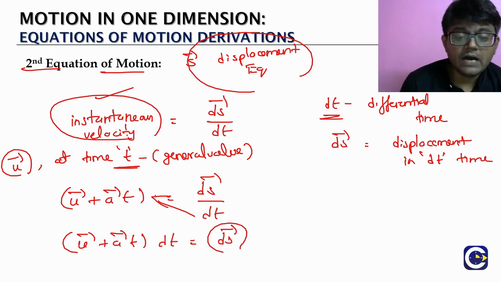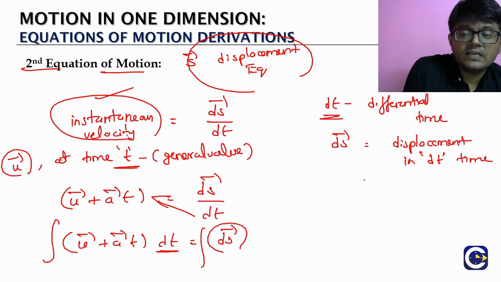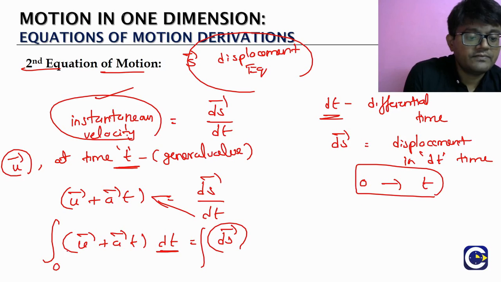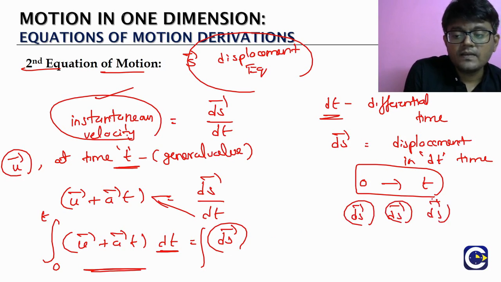Now if we integrate this, on the left side, what is the integration variable? It is the time. Our journey is starting from 0. Let us say it is concluding at time t. So we have to integrate the time from where to where? 0 to t. On the right side, integration of ds means we are adding up all these small displacement values. Integration is what? Summation, right? We are adding up all these displacement values.